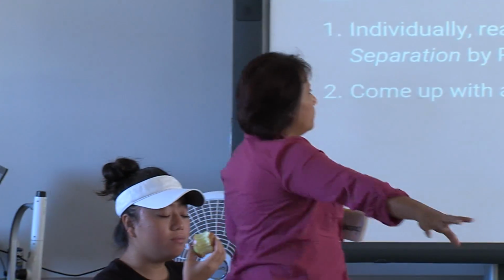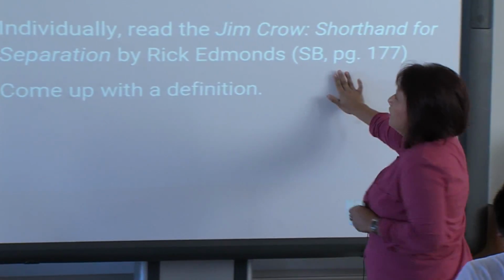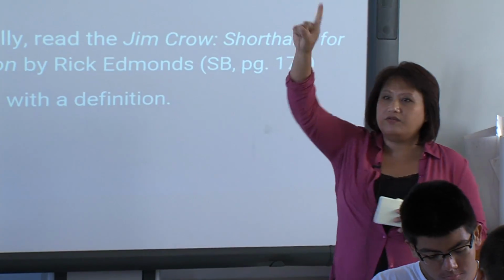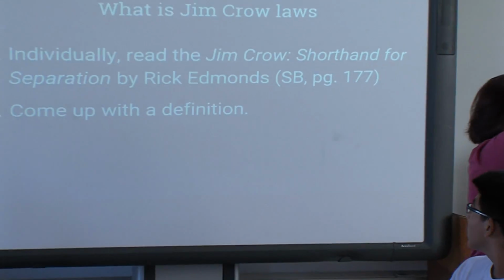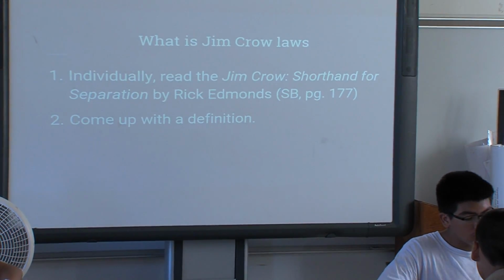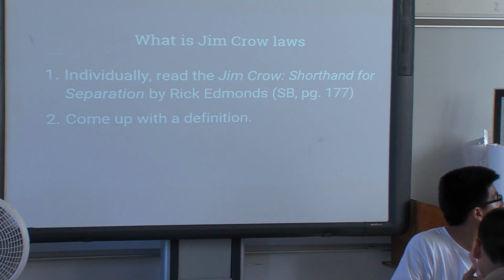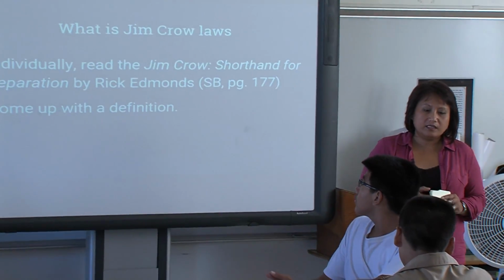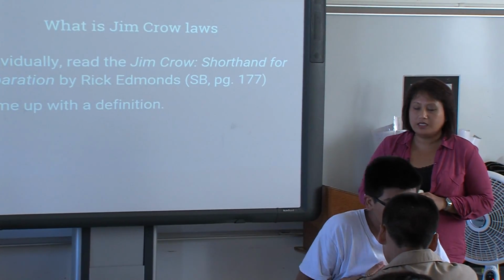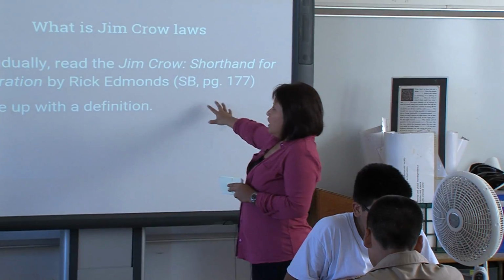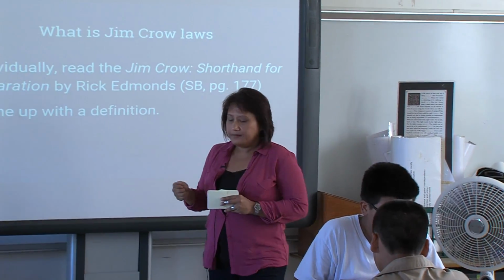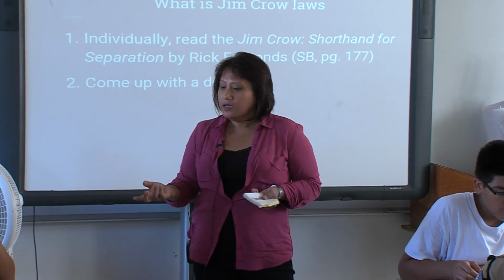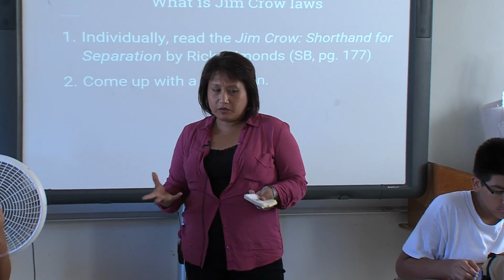Now, individually, I want you to open your book to Springboard, page 177. There's a lot of 1s and a lot of fists, which tells me that you're not aware or maybe just heard of what the Jim Crow law is. So there is an article there. It says Jim Crow shorthand for separation. Individually, on your own, I want you to read that and annotate it. Try to make meaning of what this Jim Crow law is.